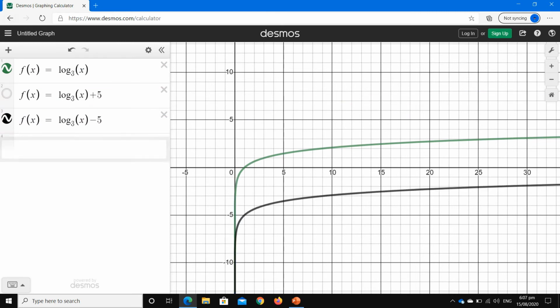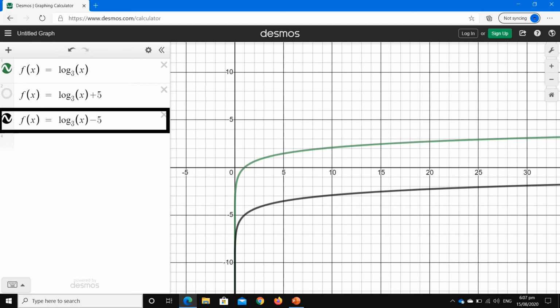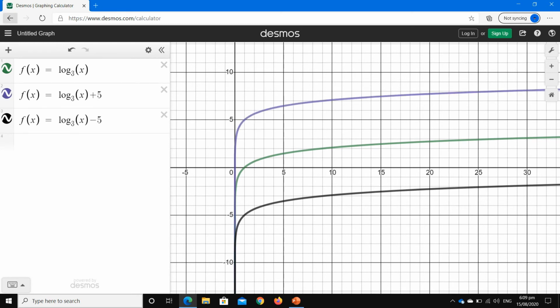Next, we have f of x equals log of x to the base 3 minus 5, and we let d equal -5. This is our example for d less than 0. In our graph, we can see that from the green curve, our graph shifted downwards. So to summarize, when d is greater than 0, our graph will shift upwards, and for d less than 0, our graph will shift downwards.